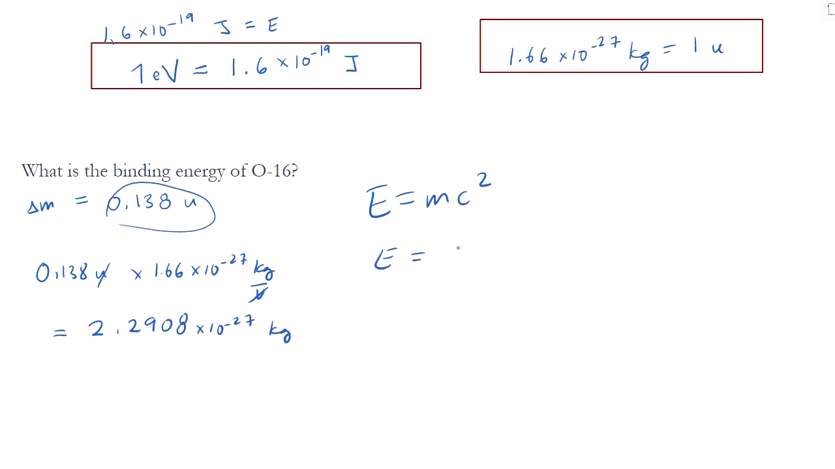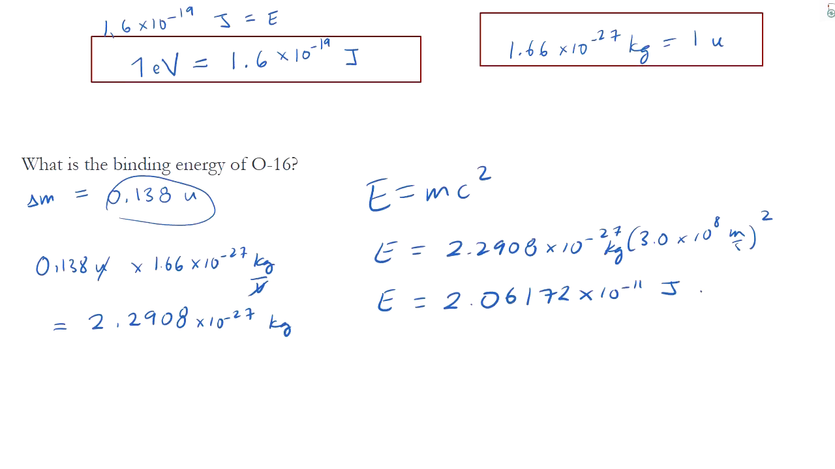Pop it into here. 2.2908 times 10 to the negative 27. C is the speed of light, 3.0 times 10 to the 8 meters per second. All of this is squared, kilograms, for a total binding energy of 2.06172 times 10 to the negative 11 joules. It's a really small number.